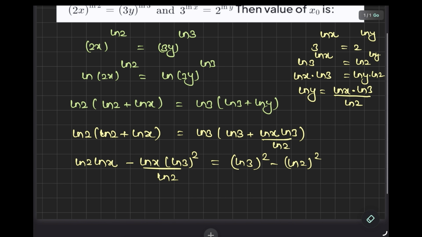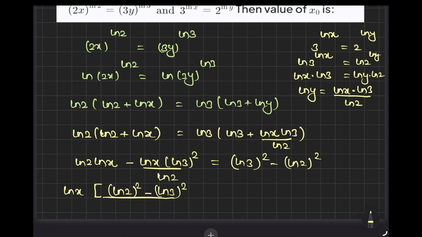Look at this, take the LCM. I will take ln x common also. So ln x common and then take LCM. So it is ln2 whole square minus ln3 whole square upon ln2. And look at this, here it is ln2 minus ln3, here it is ln3 minus ln2. So can I take minus common? So it is ln2 square minus ln3 square. Now can I cancel, because it's a number, so this thing is gone.